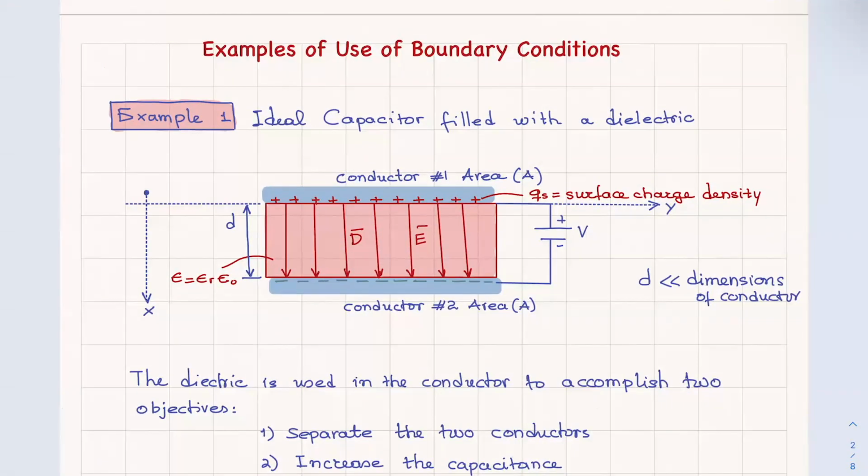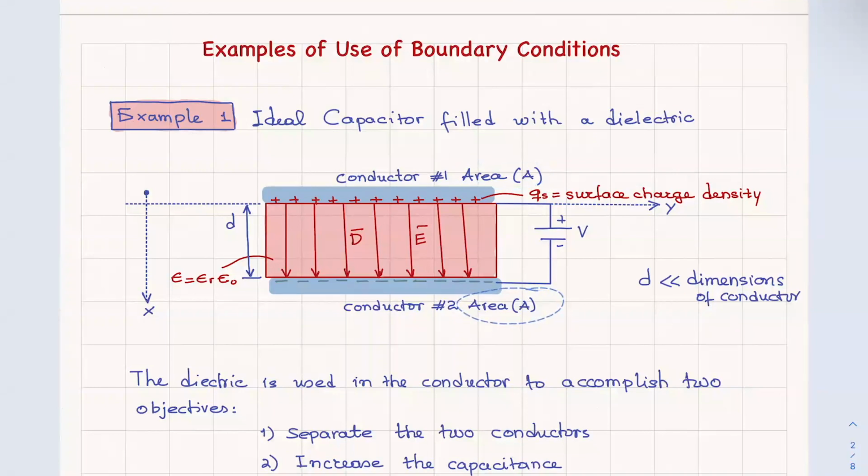But before we do that, we are going to remember the fundamental equations for a capacitor that is filled only with one dielectric. So we have here two conductors, the blue one, conductor 1, and then conductor 2. And we assume that they behave like infinite planar conductors. However, they have a given area. Their area is not infinite.